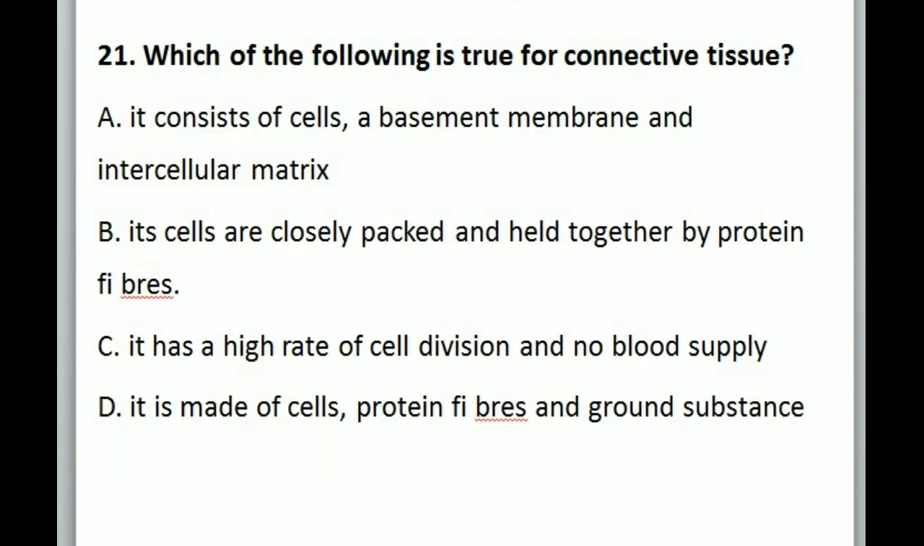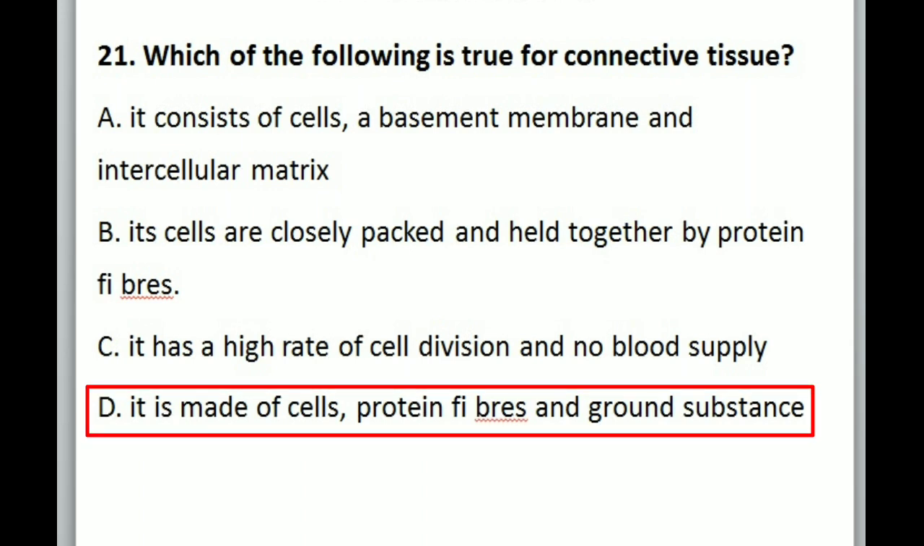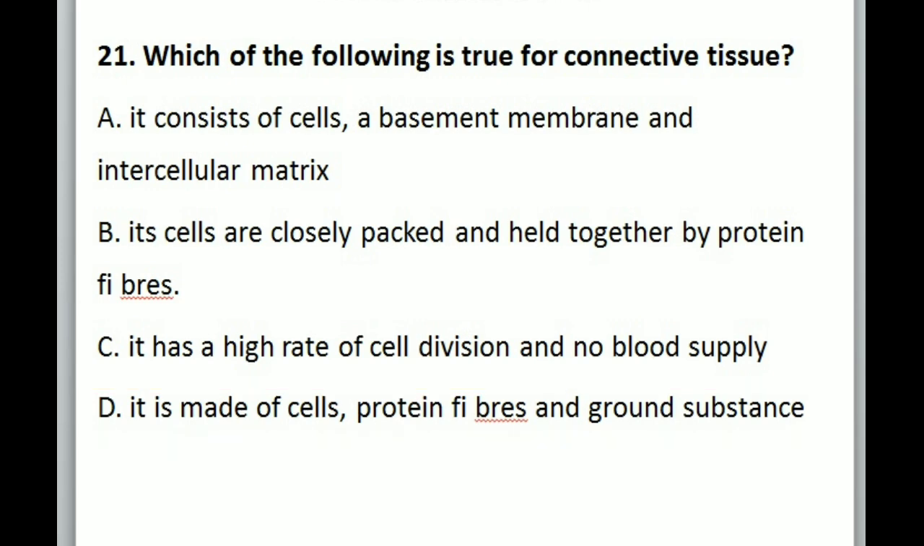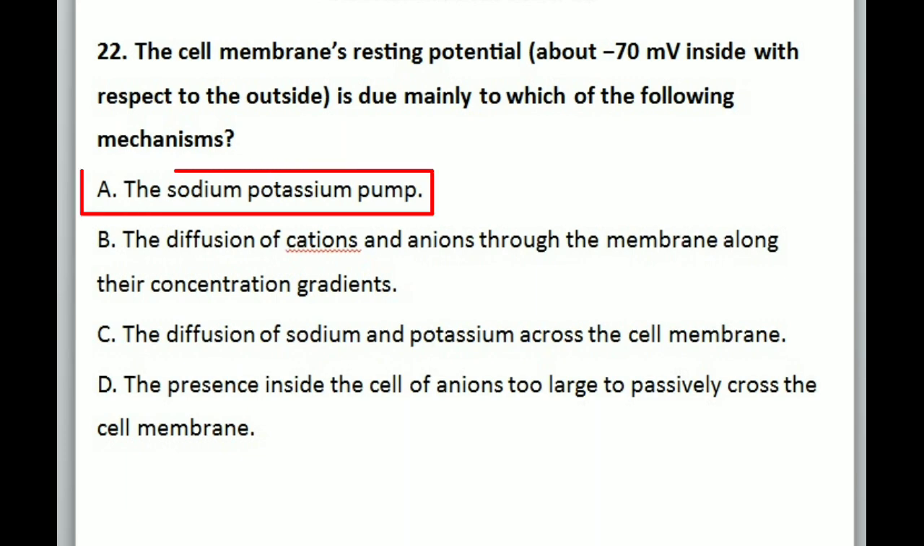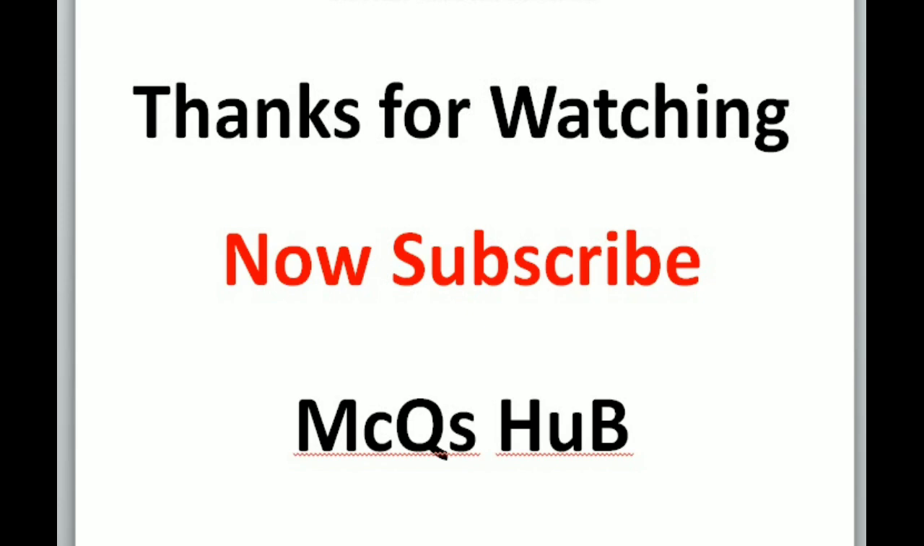21. Which of the following is true for connective tissue? Answer is D. It is made of cells, protein fibers, and ground substance. 22. The cell membrane's resting potential, about -70 mV inside with respect to the outside, is due mainly to which of the following mechanisms? Answer is A. The sodium-potassium pump.